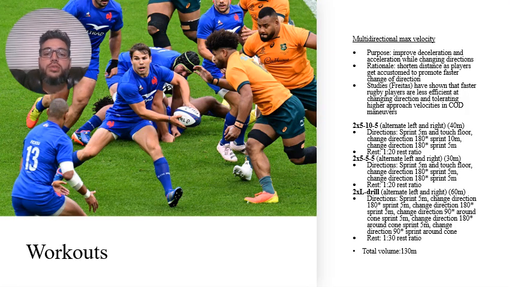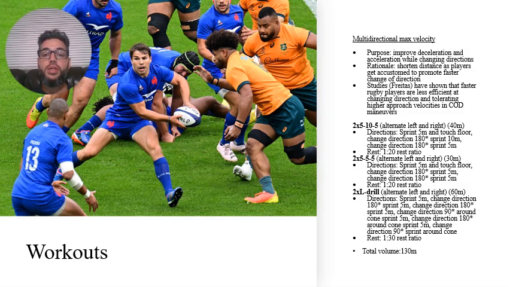So then we have 2 by the 5 by 10 by 5 alternating, going to the left and the right. We sprint 5 meters, touch the floor, change direction 180, sprint 10, change direction, sprint 5. Essentially, every time you change direction, it will be changing to the left and then changing to the right. Rest of 1 to 20.